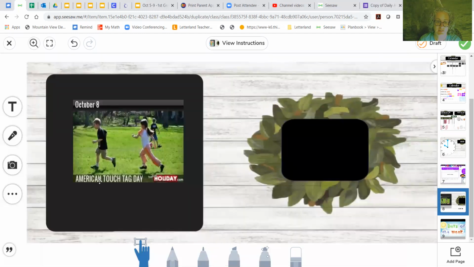And today is American Touch Tag Day. And see, this was taken before we were in our situation we're in now with COVID-19, and they are able to play it by then. But right now, that's something we couldn't do. So why don't we invent a game that we can do during this time?